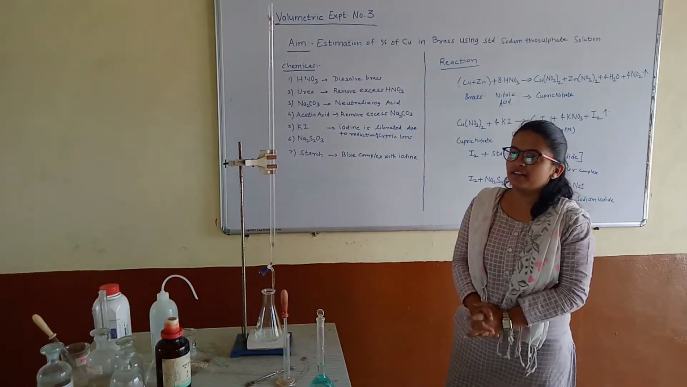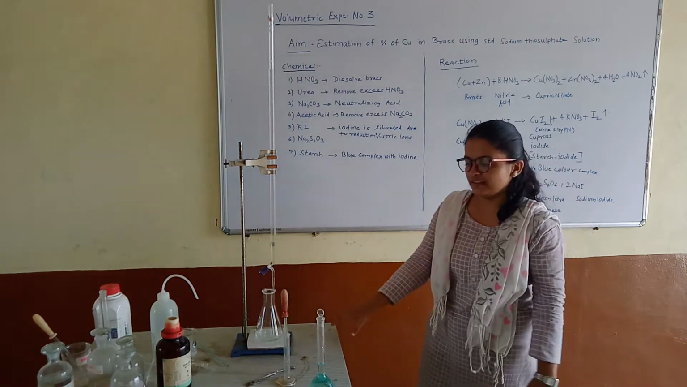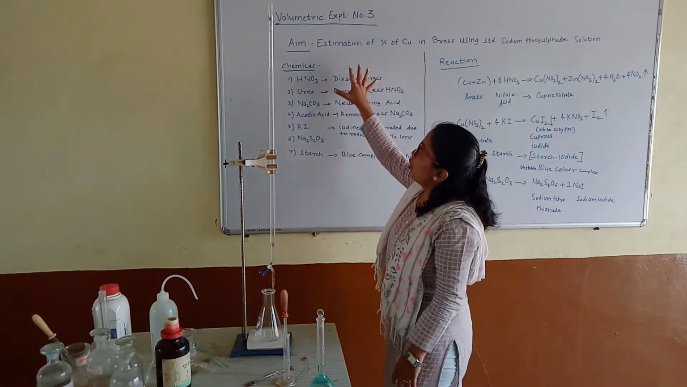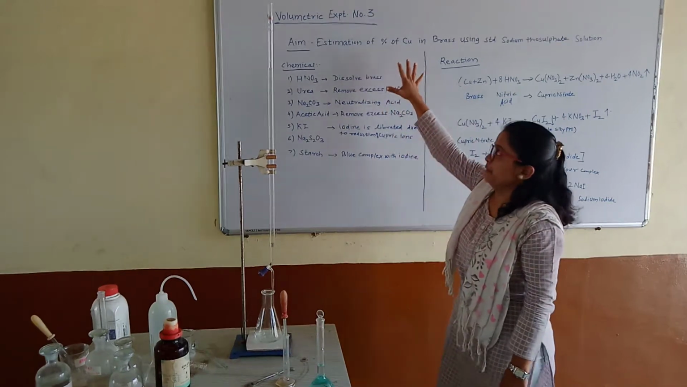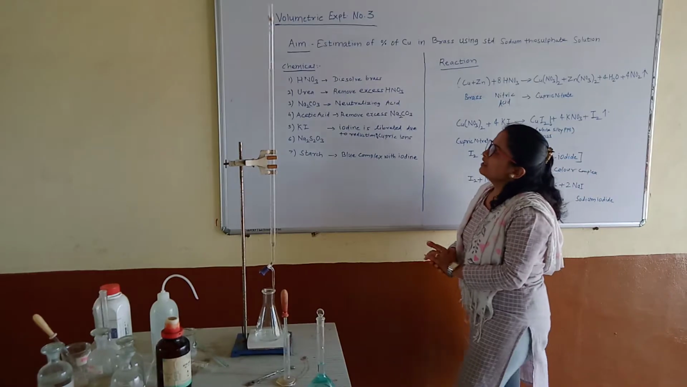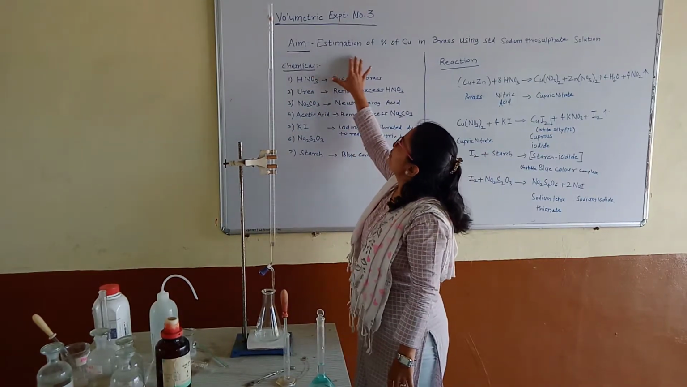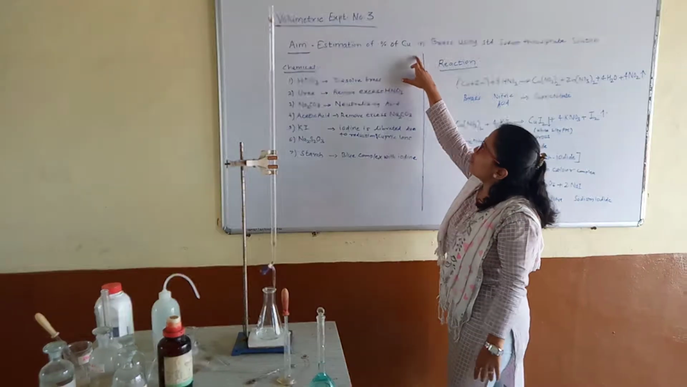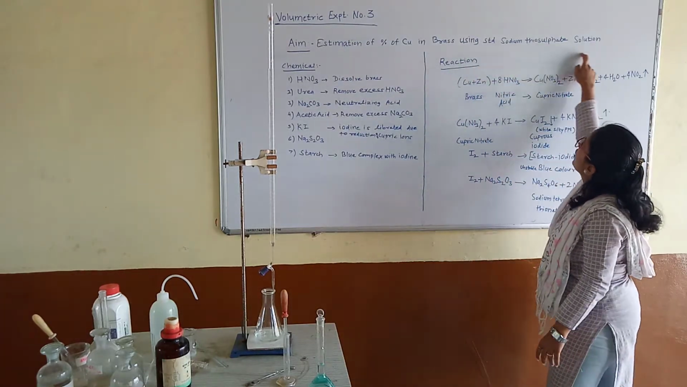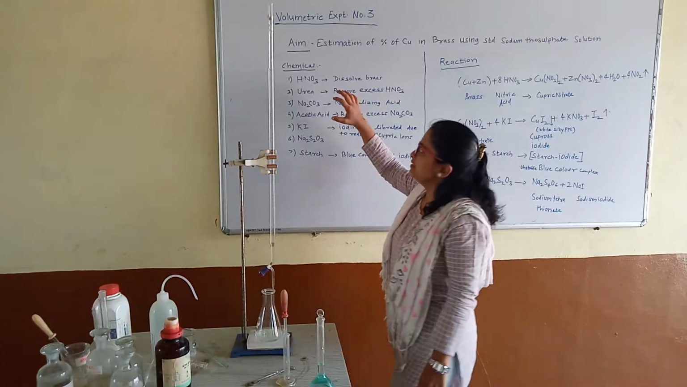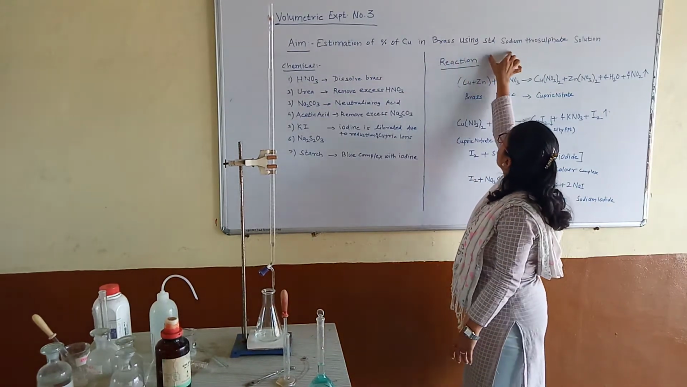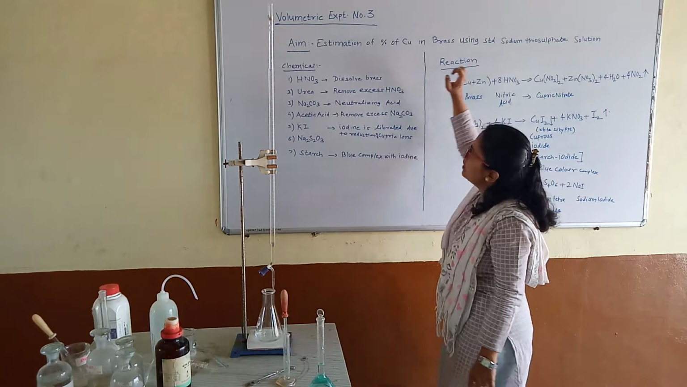Myself, Gayatri Panne. I am a new professor in this chemistry department. Today, I want to explain volumetric experiment number 3. The aim is the estimation of percentage of copper in brass by using a solution. Which solution? A sodium thiosulfate solution. You have to calculate the percentage of copper in brass by using this sodium thiosulfate solution.